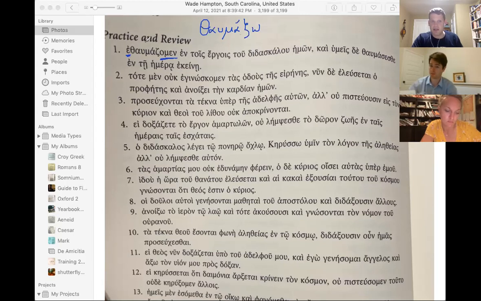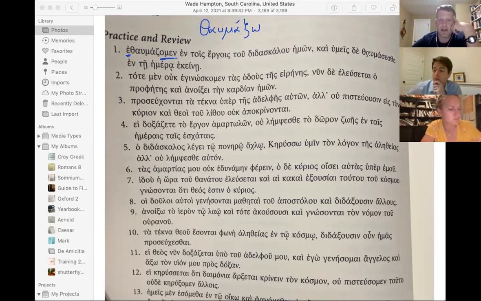Amen. Good. So this would be an imperfect, active indicative, first person plural. We were marveling. We were being amazed, and it almost can sound passive-y, but anyway, we were marveling. We were blown away.